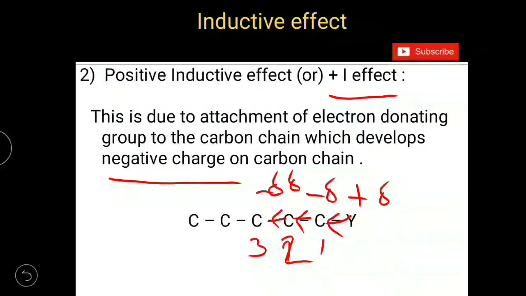So the third carbon atom also gets a partial negative charge, which is less than the negative charge present on the second and first carbon atoms. So this kind of inductive effect, developed due to attachment of an electron donating group to the carbon chain, is called the positive inductive effect.